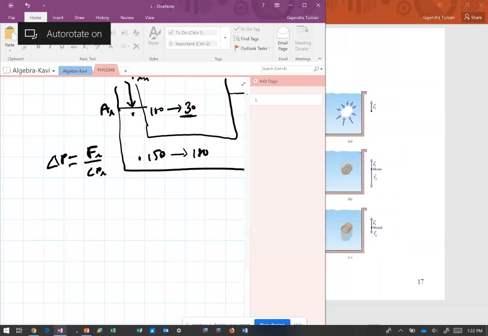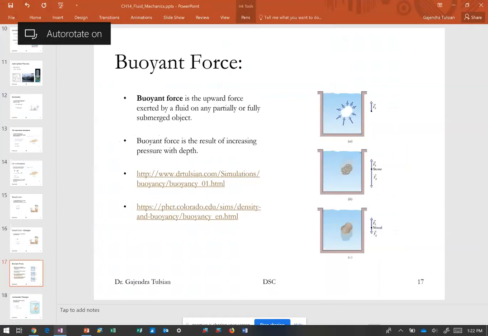All right, my apologies. This auto rotate is on, but okay.